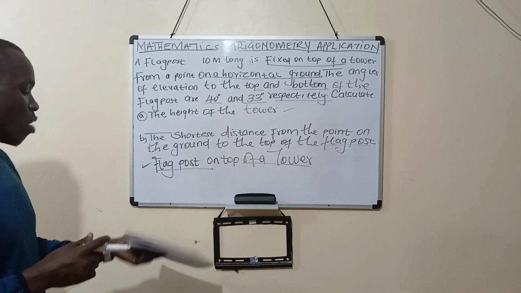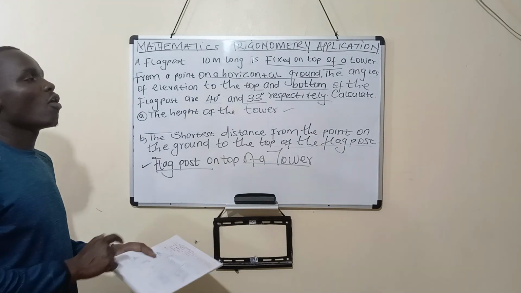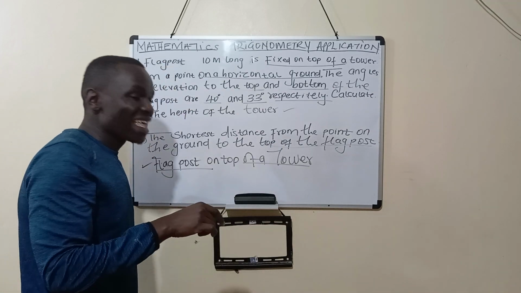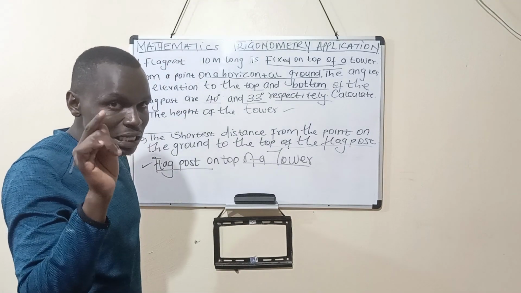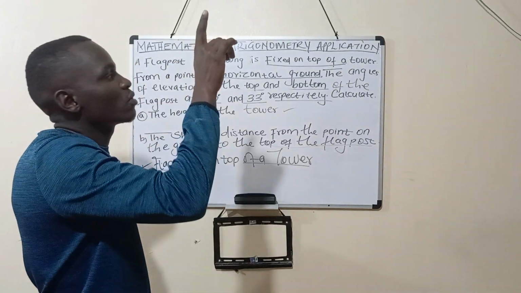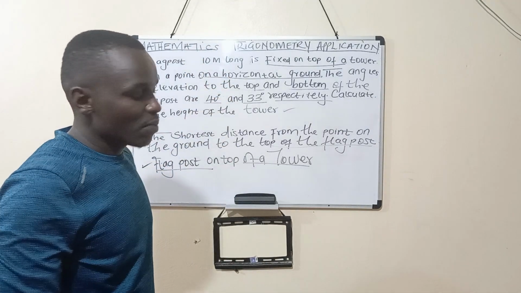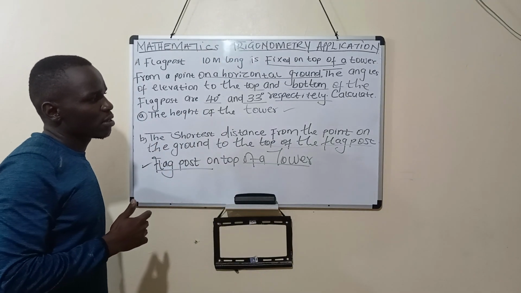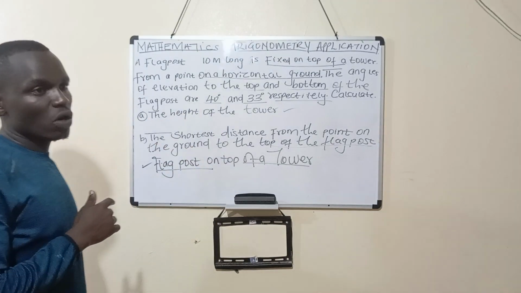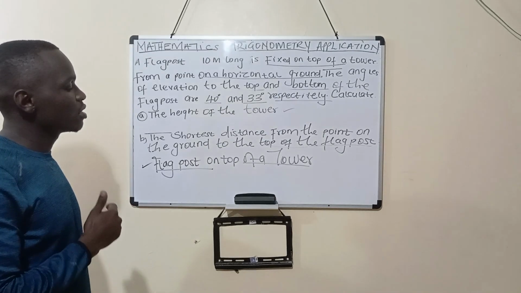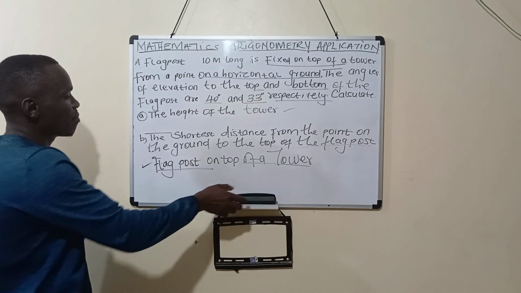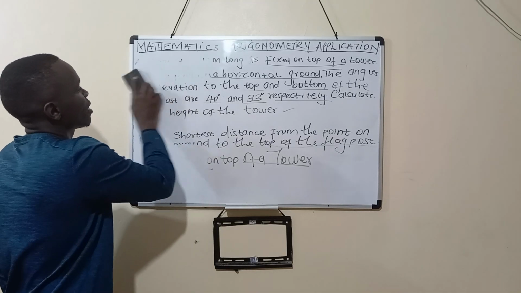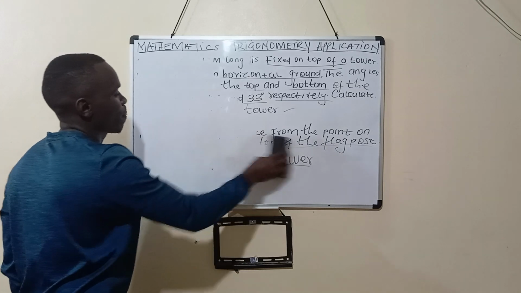Then from there, you understand that the angle of elevation is to the top of the flag post and to the bottom of the flag post, not the tower. So let us solve this question. Please make sure that you have copied this question as we start solving this problem. Now, allow me to rub the board so that we can solve it together.